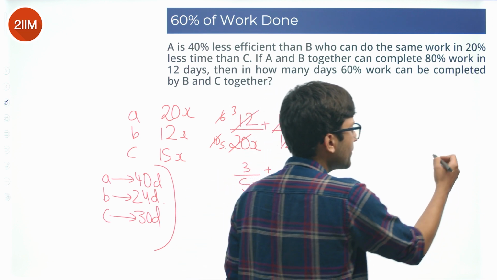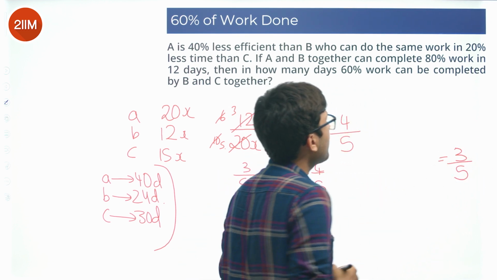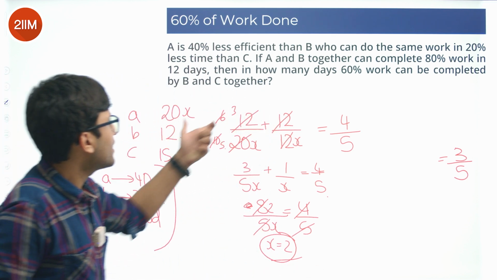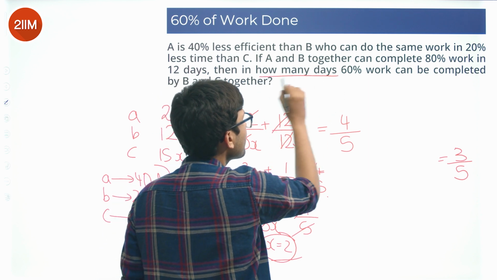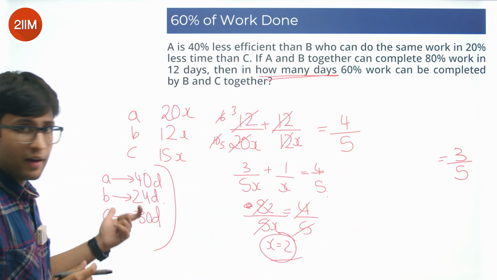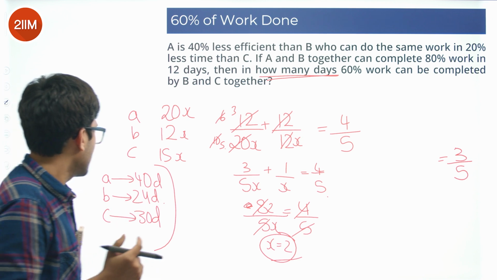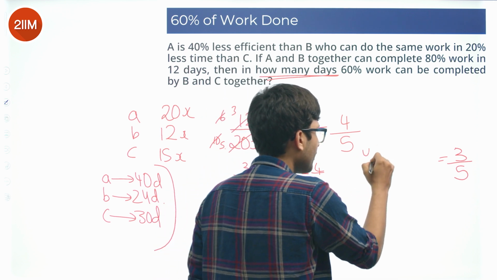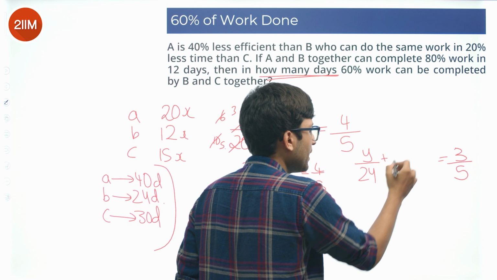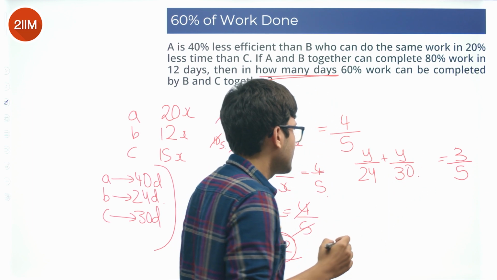60%. 60% would be 6 by 10 or 3 by 5. 3 by 5 of the work can be completed by B and C together. Let us take the number of days as the thing which we have to find out. Let's call it Y. Variable Y we haven't used, so call it Y. So by B and C, the number of days would be Y by 24, B, and Y by 30. This equation would give me my answer, which is Y.